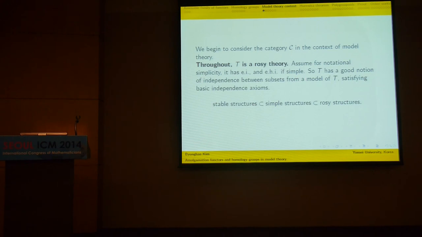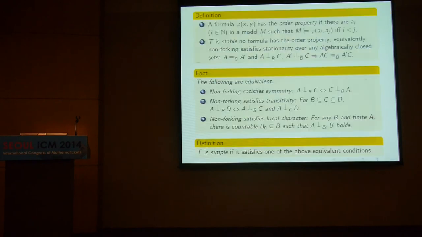Particularly, the collection of stable structures properly contains the class of simple structures, which properly contains the class of rosy structures. Stable structures are, for example, just infinite sets, or algebraically closed fields, separably closed fields, differentially closed fields. A simple unstable structure is the random graph or pseudo-finite fields. And a rosy non-simple structure is particularly the real field.